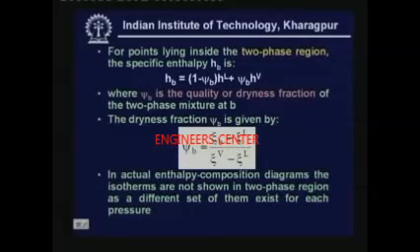In actual enthalpy concentration diagrams, the isotherms are not shown in the two phase region, because for each pressure you have a set of isotherms in the two phase region, so it becomes very confusing. So, normally in enthalpy composition diagrams, isotherms are not shown in the two phase region. If that is the case, how do we find the temperature in the two phase region?